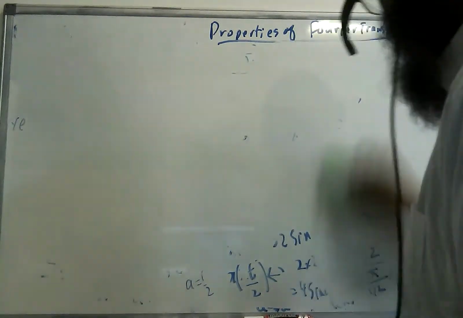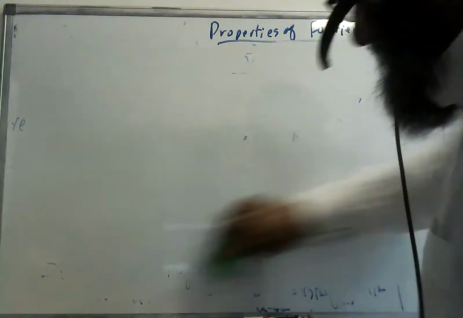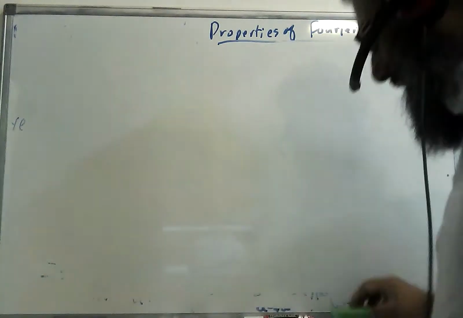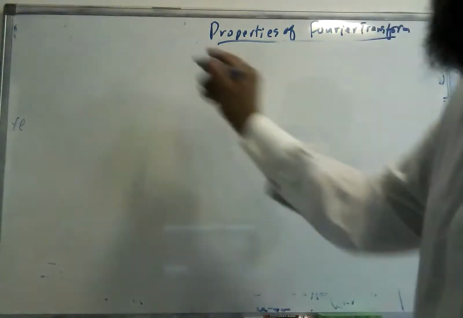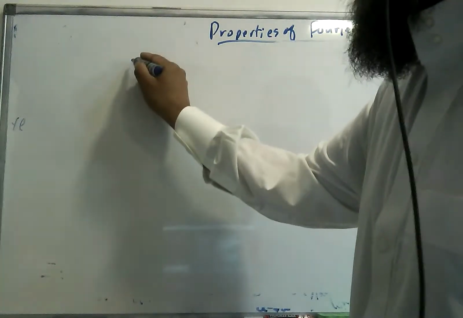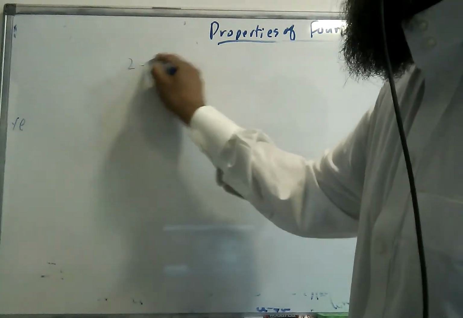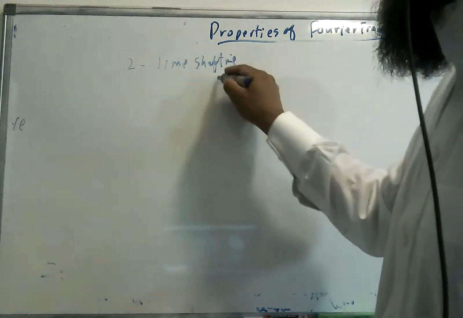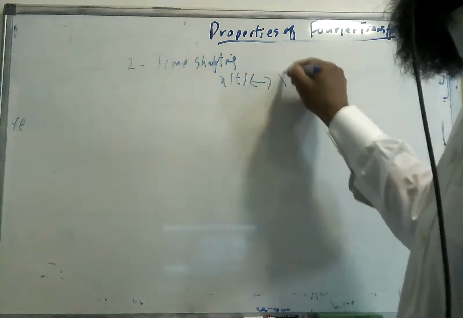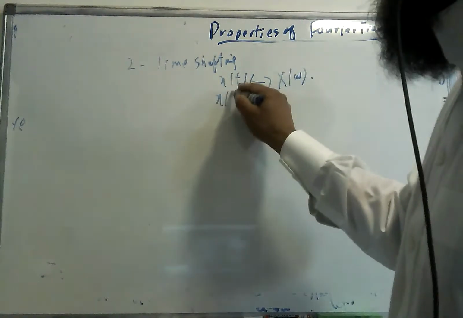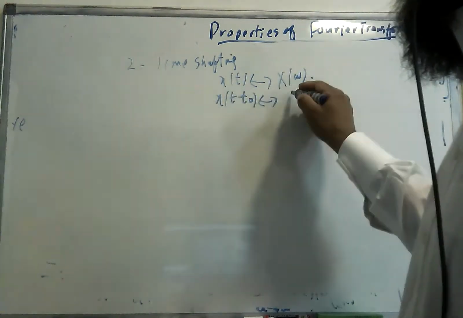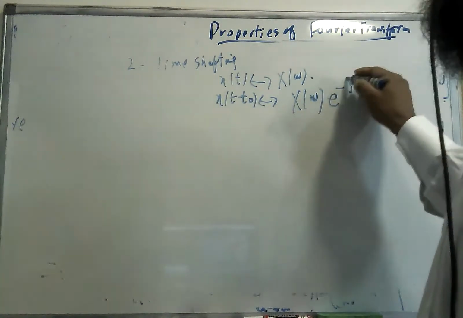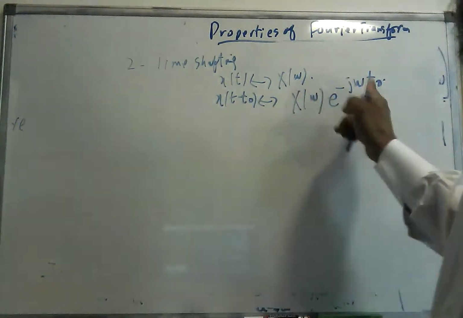The 8th property is the property of frequency shifting, and it is similar to time shifting. In time shifting, which was the second property, if we have a function x of t and the Fourier transform X of omega, if I shift this function in the time domain, the frequency domain is multiplied by the constant phasor with t naught.